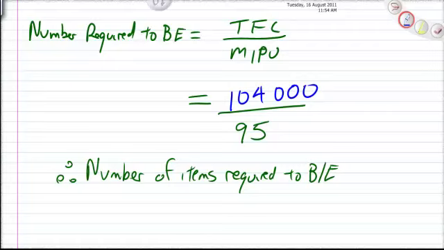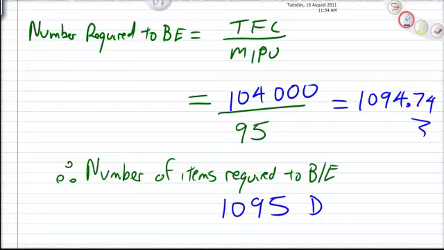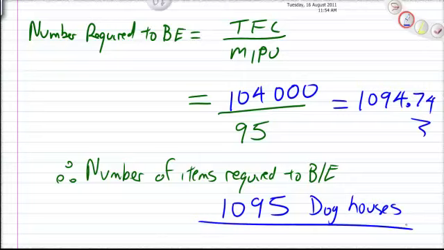Now if we do the 104,000 divided by 95, which is how much we're making per item, it'll tell us that the number of items required to break even is 1094.74. Now notice that there's a decimal point there, so you have to round up to the next full item. So therefore you need to be selling 1,095 dog houses to break even. Now in our example we sold 6,000 of them, so you're going to be way ahead. So 1,095 is your break even point. When you reach that point, you start making money. So this is really good for working out how many items you need to sell to start breaking even.